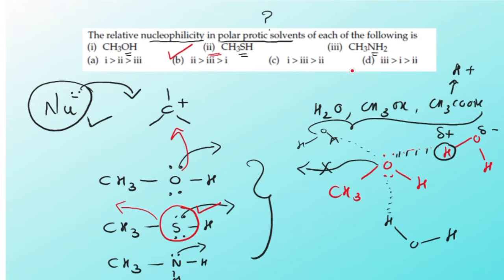Then what do we have? We have methanamine. Again, oxygen size is smaller because it is a more electronegative element as compared to nitrogen. So it will get better stabilized by this protic solvent. Therefore, it will be the least.